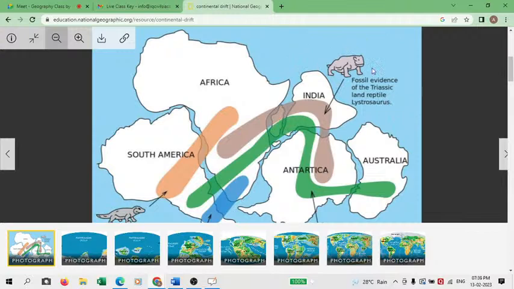This animal is visible to all of you. Looks like a dog, a huge dog with a big face, right? Now this animal, can you read out the name here? Lystrosaurus. पढ़ने में आ रहा है? Yes, sir. पढ़ने में आ रहा है ना?